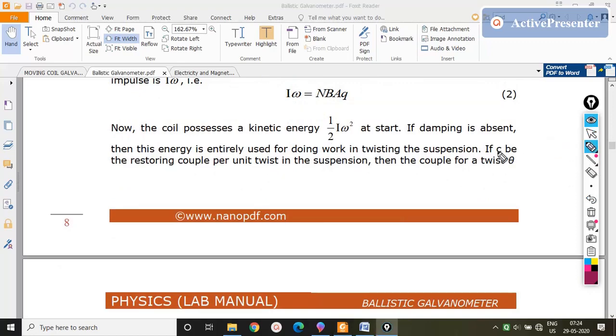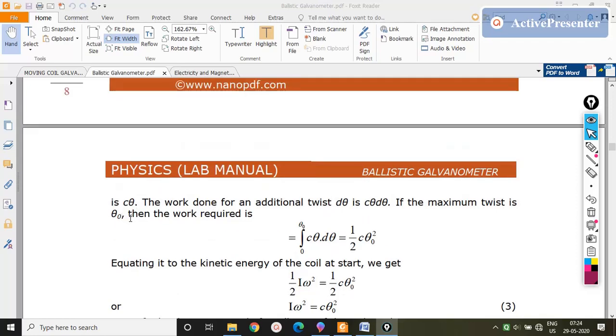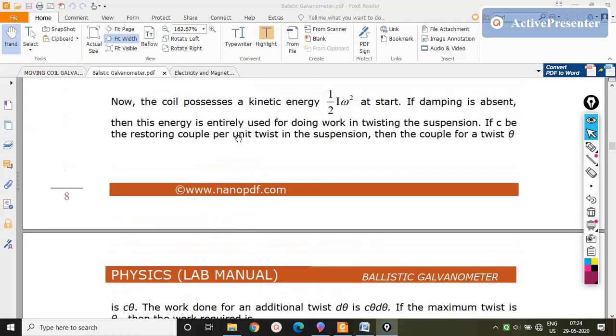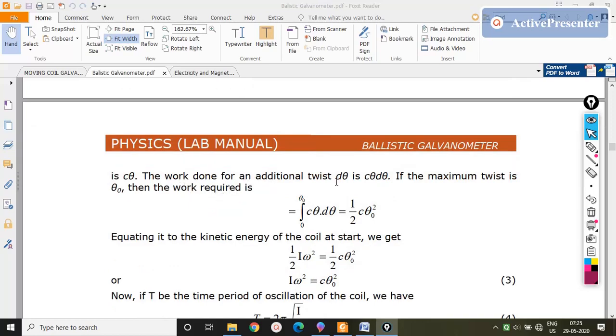So we assume that C is the restoring couple per unit twist, also known as torsional rigidity, and the couple for a twist theta in that case comes out to be C theta. This C theta is the torque or couple for a twist theta, tau equals C theta. The work done for an additional twist we can call C theta d theta, that is tau d theta. If the maximum twist is theta naught, then the work required is given by this expression.